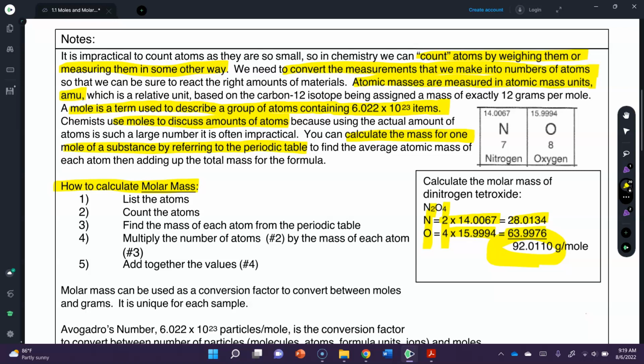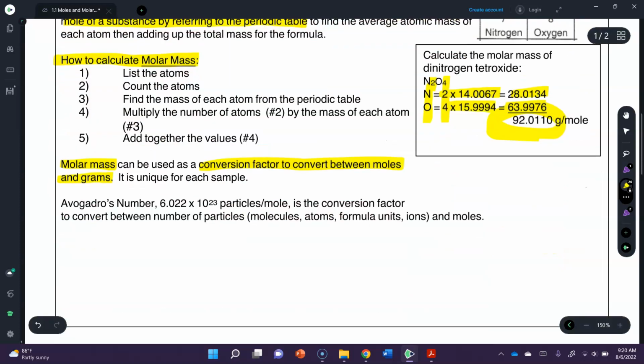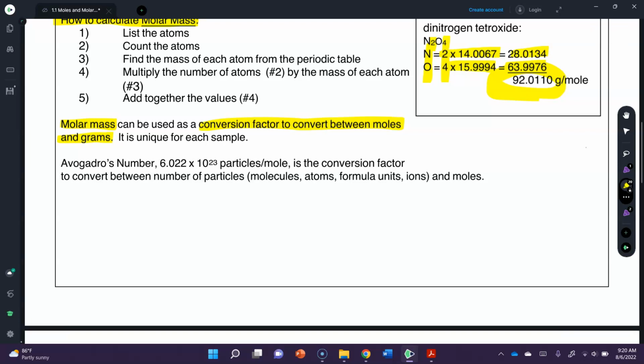Molar mass can be used as a conversion factor to convert between moles and grams. It is unique for each sample because the ratio of each type of atom and the types of atoms present vary. Avogadro's number, or 6.02 times 10 to the 23rd particles per mole, is the conversion factor to convert between the number of particles and the number of moles.